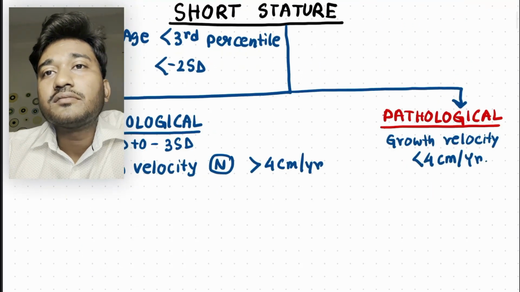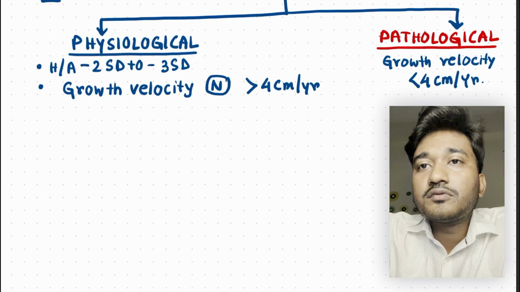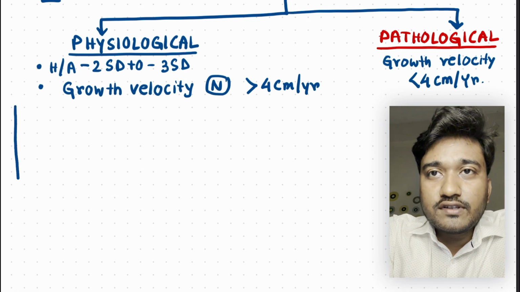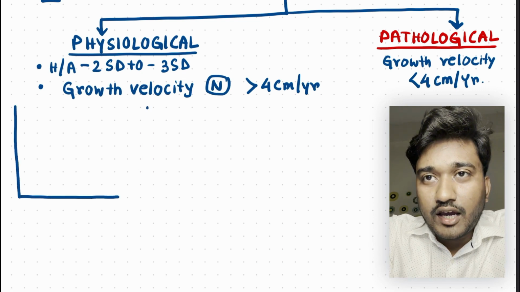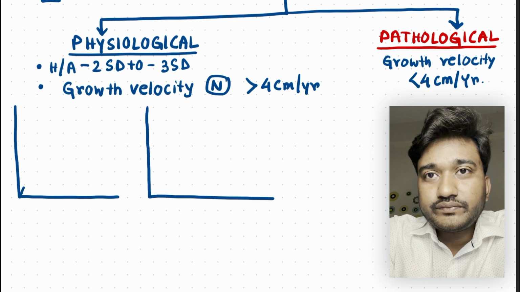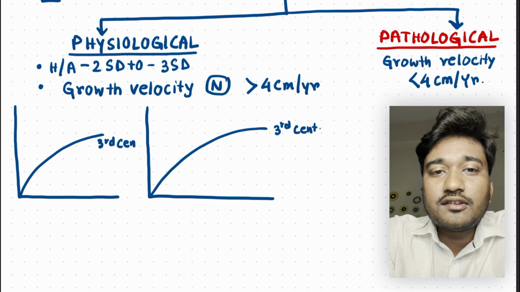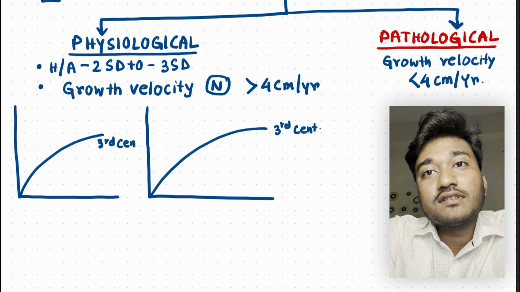So let's now you try to tell what it is. This is physiological, two examples of physiological short stature. I will be drawing it, please tell what it is. So initially the growth was normal till 6 months to 1 year of age, then catch down growth, then parallel to the third centile, then eventually reaches the mean parental height which is above it.